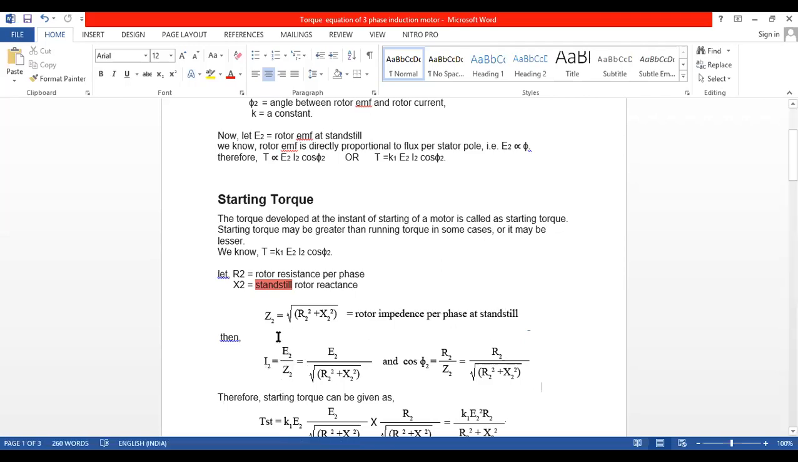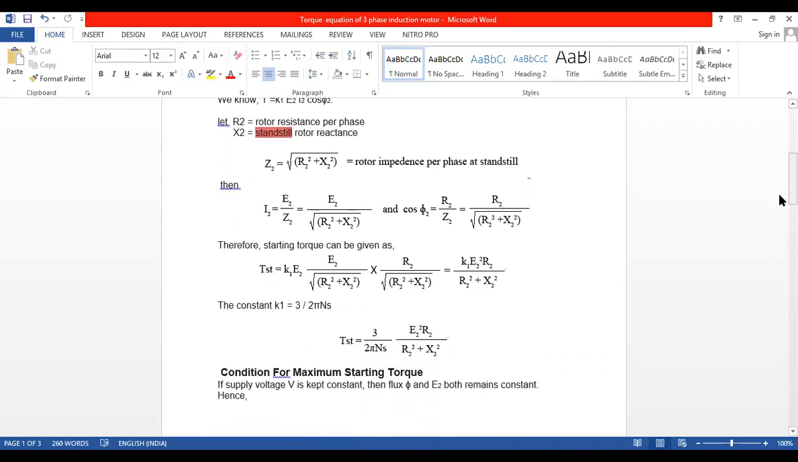Here the voltage is E2. Therefore, I2 is equal to E2 by Z2. So what is Z? Z is the vector combination of resistance and reactance. When it is a vector combination, we take the square root of the sum of squares, as these two are perpendicular to each other. So I2 is equal to E2 by Z2. Similarly, the quality of power transferred from stator to rotor, that is, how much of the magnetic field is transferred from stator to rotor, is given by cos theta 2, whose formula is R2 by Z2. So just substitute the formula for Z2.